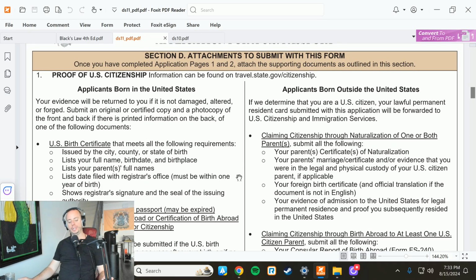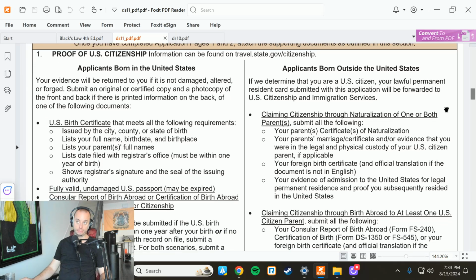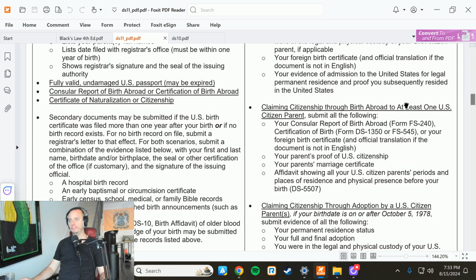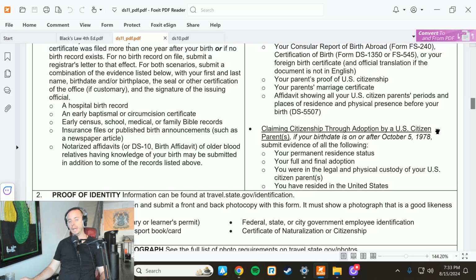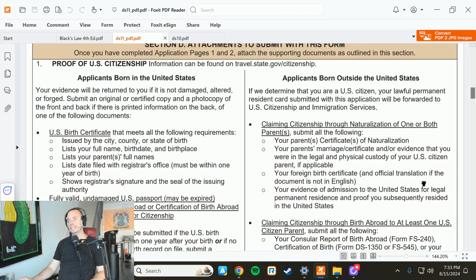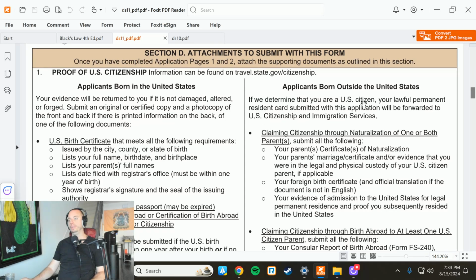This is like brand new information, bro. I don't know what's going to happen if you start sending in this stuff over here on the right-hand side of the page, right? Create your own certificate of naturalization. Claim citizenship or nationality through some other means. I don't know. I'm just telling you. I would like to see people start to go in this right-hand direction.